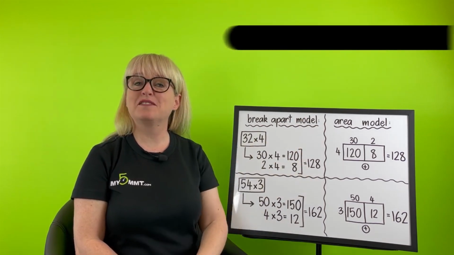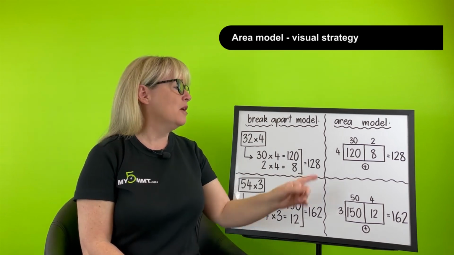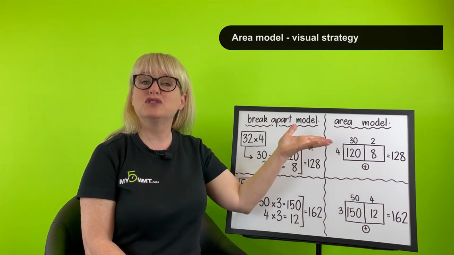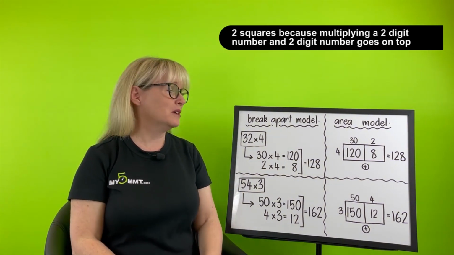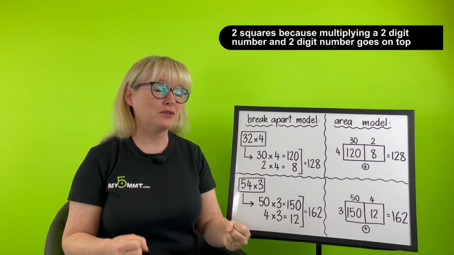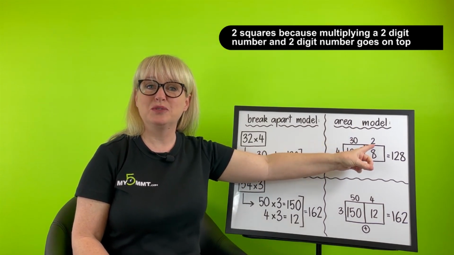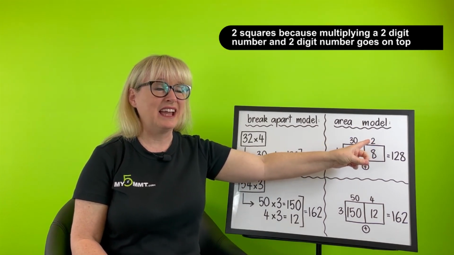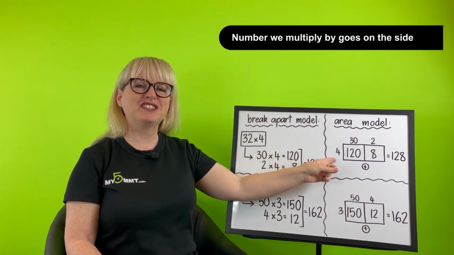Well, on the other side of the board is the area model. It's a visual strategy where we have two boxes or two squares next to each other. The reason there's two is because this is a two-digit number. We need to break 32 and put 30 on the top of this square and 2 on the top of the other square. And the number we're multiplying by, times 4, that goes on the side.